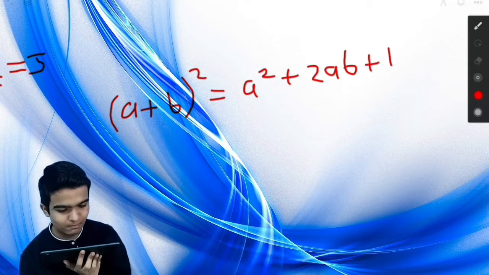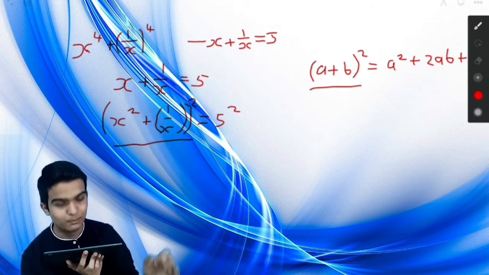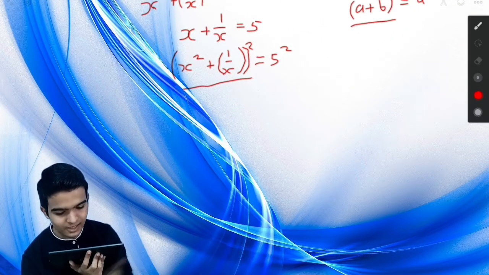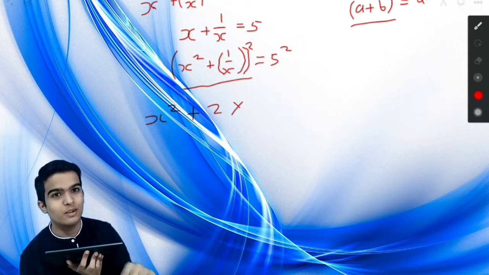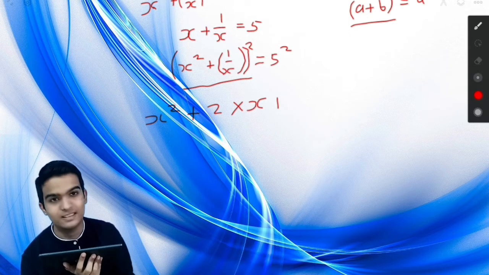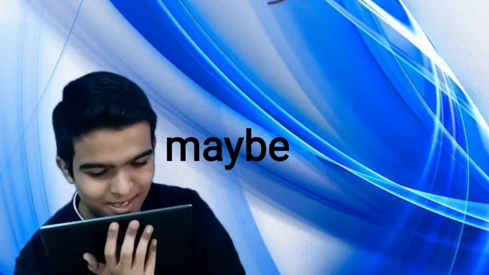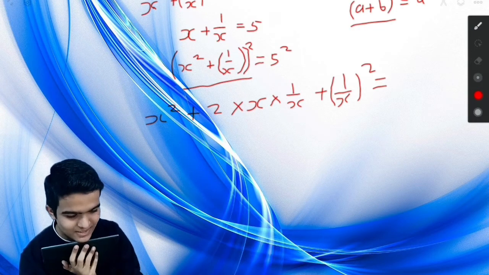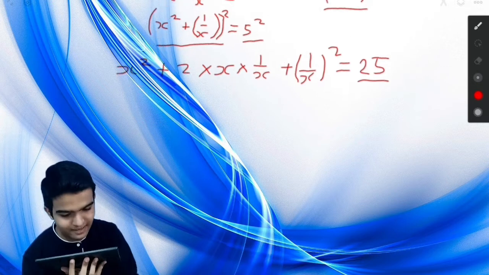As you can see, both of them are similar, a square plus b square, like this: x square plus 1 upon x square. So we should just write it like this: x square plus 2 into x into 1 upon x plus 1 upon x square. So it's like this, pretty easy, I guess. You just have to study a little, and you should be smart as well. So we should just continue. I wrote 25 because 5 square is 25, easy.